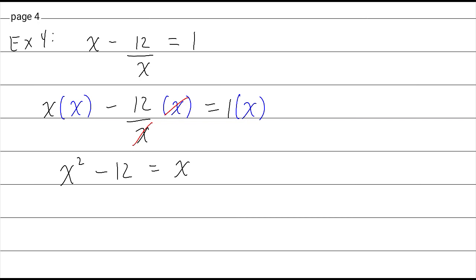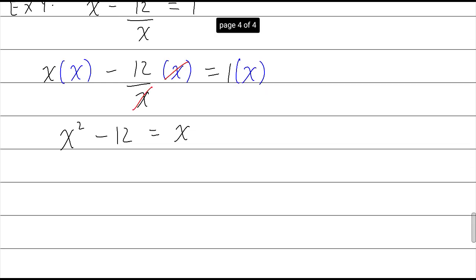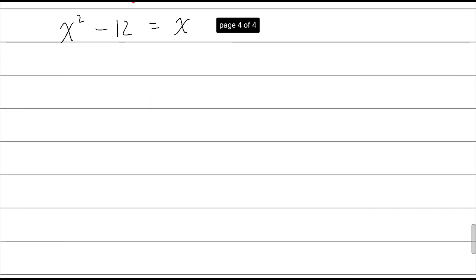All right, this one's different because we end up with a quadratic. And by now we should know that when you end up with a quadratic, you end up with up to 2 solutions, okay? Okay, so how do we solve a quadratic? We get it all set equal to 0. So I subtract x from both sides.